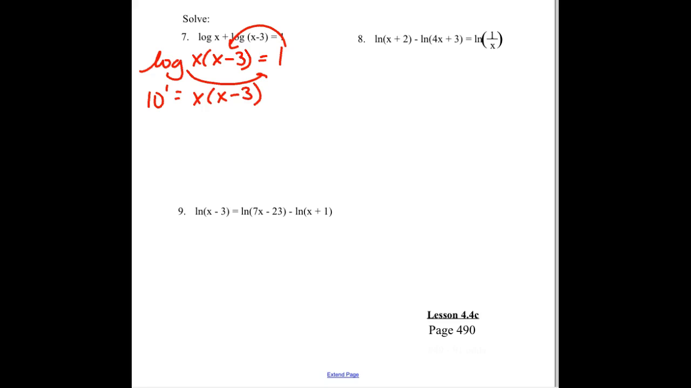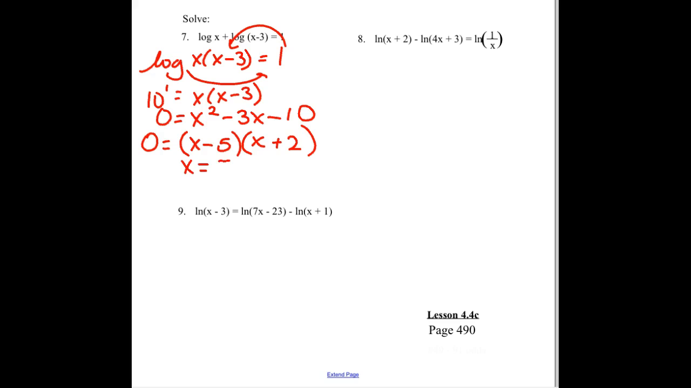Okay, so once again, we're going to distribute. It creates a quadratic expression over on this side. So let's go ahead and move the 10 over with this so that we can factor. All right, our factors would be, okay, x minus 5, x plus 2. So possible solutions, x could be 5 or negative 2.